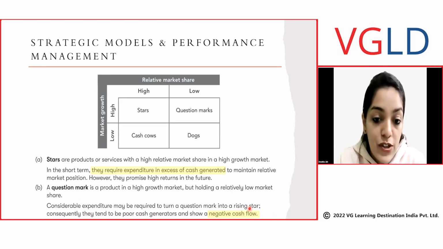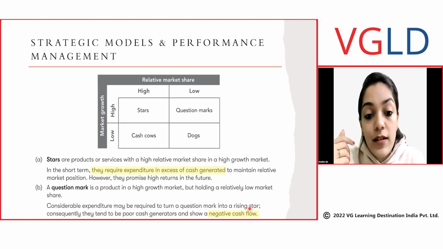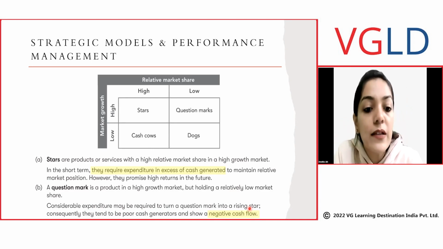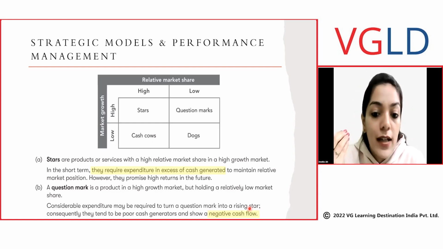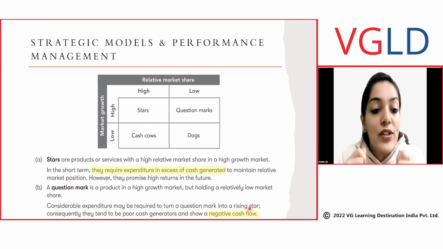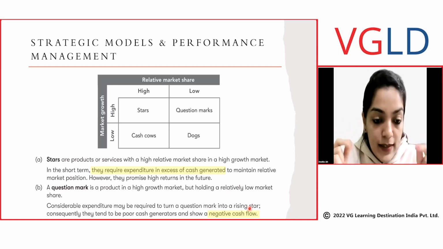Can we identify, Shalya is asking, can we identify question mark as an opportunity? Yes. It is something you need to work upon, not an opportunity. It could be a strength because a product is internal to a company. So I will consider it as a strength which I need to work upon. So that is what a question mark is: there is potential in that product.